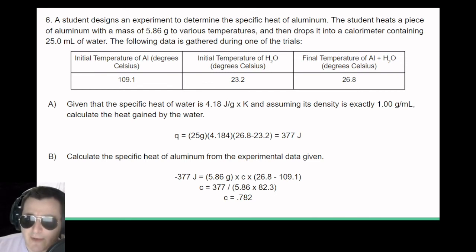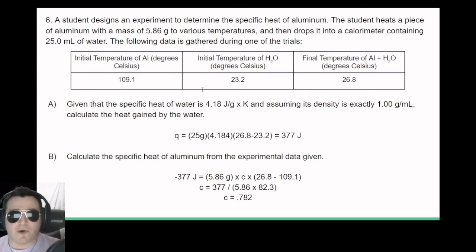So yeah, let's go through the motions here. I like this question because it's tying in multiple concepts, and you'll see what I mean. And also, it's showing you that this is an easier topic to experience on the free response question. So I want to take advantage if something like this appears on a test. Given that the specific heat of water is 4.18 joules per gram per degree Celsius, and assuming its density is exactly 1 gram per milliliter, calculate the heat gained by the water.